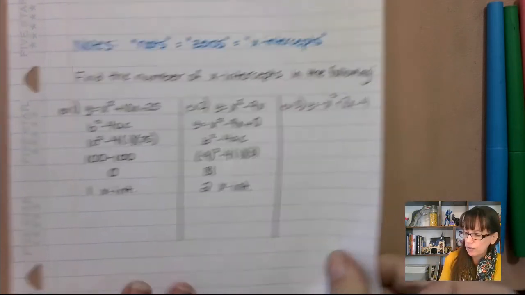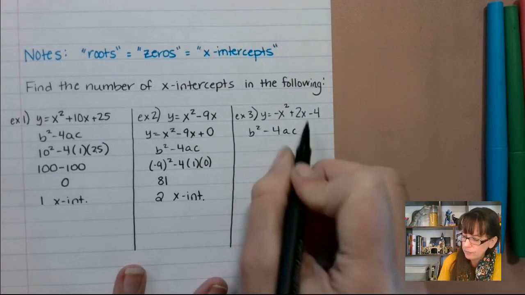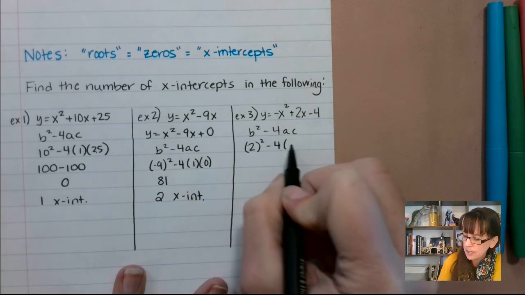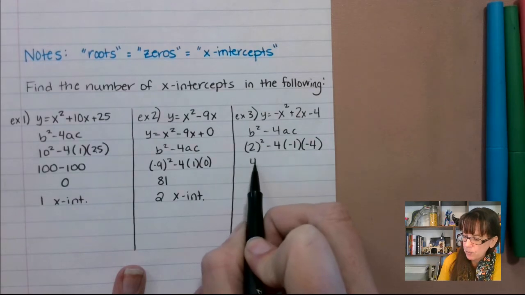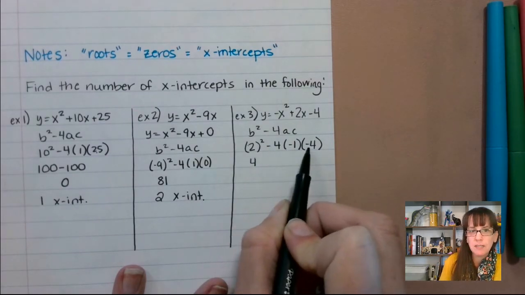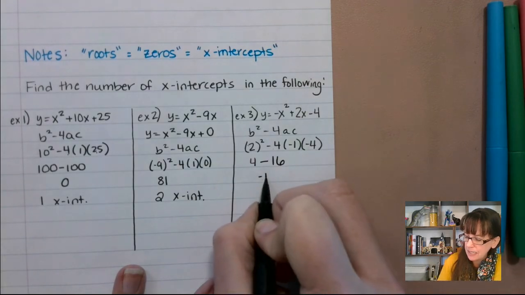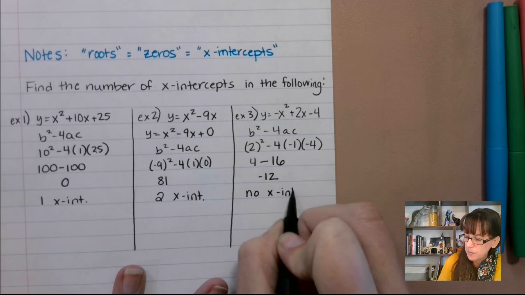All right, so over here we have b squared minus 4ac. All right, for b I have positive 2 squared minus 4 times negative 1 times negative 4. All right, so 4, and then a negative times a negative is a positive times a negative is a negative. So negative 16. So that's going to give me negative 12, which means I have no x-intercepts because it is negative.